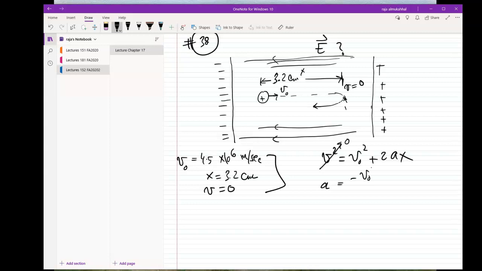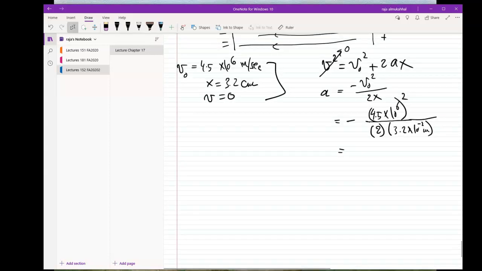So that's minus V naught squared over 2x. Plug it in. Don't impose the minus. The minus will come out automatically. It's going to be minus. The V naught is equal to 4.5 times 10 to the 6 quantity squared, right? It's right here. Divided by 2x. So that's 2 times x. X is what? 3.2 centimeters. So that will be 3.2 times 10 to the negative 2 meters, right? You have to put it in meters. And then you would calculate the acceleration. Is that right? Okay.